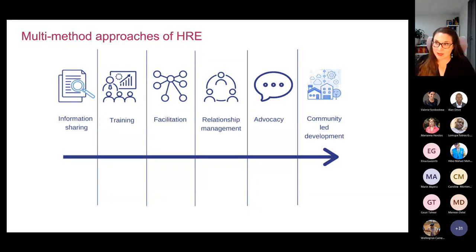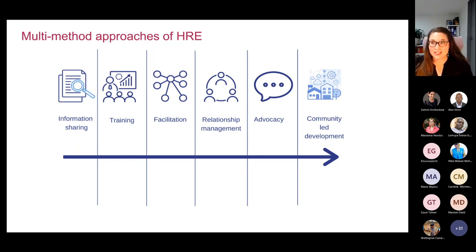You've also got relationship management. Some examples could be networking, coordinating, brokering, partnering. Some tools of this could include newsletters and roundtables, think tanks, task groups, that sort of thing.